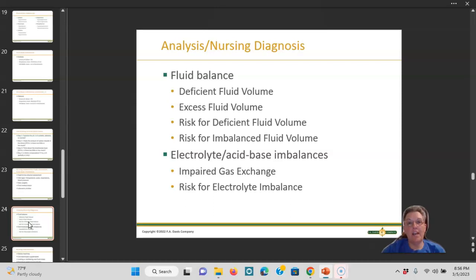So some of the analysis, the nursing diagnoses that you would do with your analysis of the data, either it's deficient fluid volume or excess fluid volume, at risk for deficient fluid volume or risk for imbalanced fluid volume. And then your acid base and your electrolytes might be an impaired gas exchange or a risk for electrolyte imbalance.